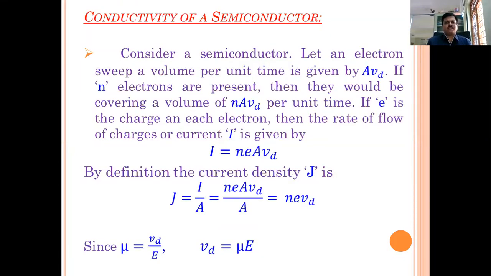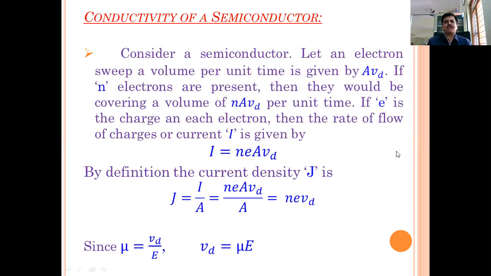When we want to discuss the conductivity of a semiconductor, let us consider a semiconductor. Let an electron cover a volume per unit time, which is given in terms of area and its velocity as A into Vd, Vd being the drift velocity, A being the area of cross section of the semiconductor.